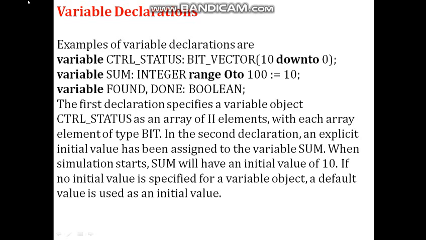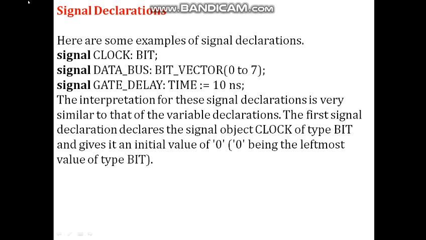Variable found_done: boolean. The first declaration specifies a variable object control_status as an array of elements, with each array element of type bit. In the second declaration, an explicit initial value has been assigned to the variable sum. When the simulation starts, sum will have an initial value of 10. If no initial value is specified for the variable object, the default value is used as the initial value. That is all about the variable declaration, which is also called variable assignment.